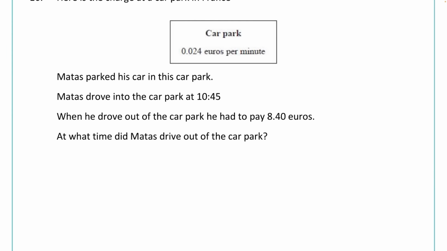So let's have a look at this one then. If he had to pay €8.40, and this was the cost per minute, we can work out how many minutes he had to stay. To do that, we would take our €8.40 and essentially see how many of these 0.024s actually fit into that. So we're going to divide by 0.024. We need to come out of table mode, which we were in from our previous question. 8.4 divided by 0.024 comes out as 350. That's good, a relatively nice amount of minutes there.